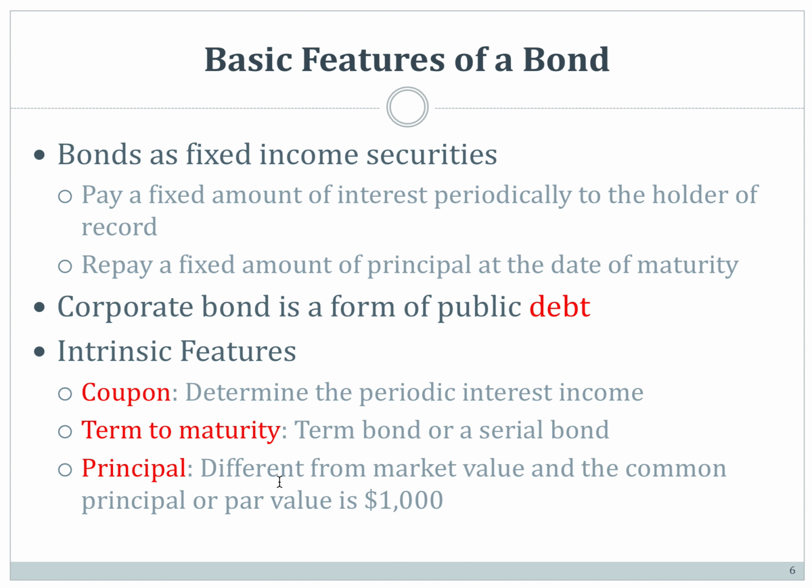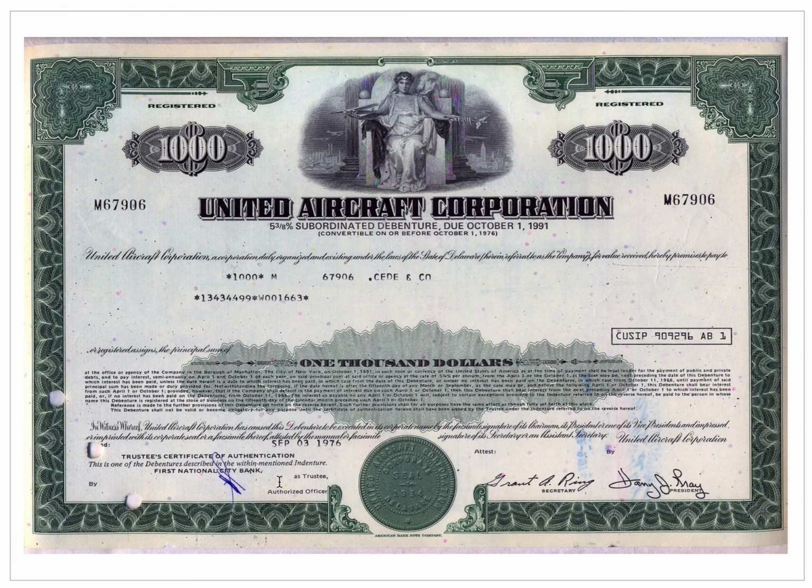Principal is different from the market value, and the common principal, or we sometimes call it a par value, is $1,000. That means how much money the bank or the government has borrowed from you. So for example, this corporate bond issued by United Aircraft Corporation has a face value of $1,000. Okay.